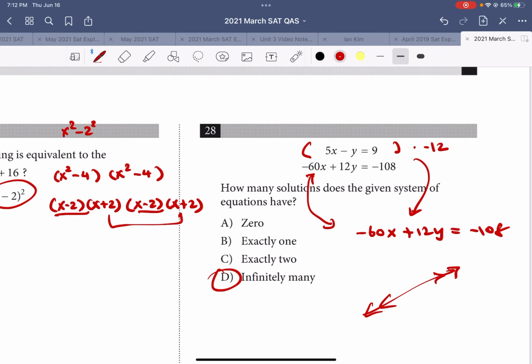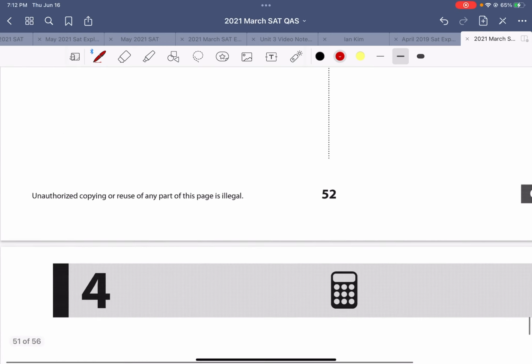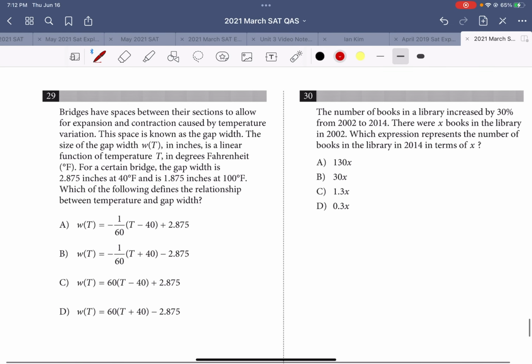Okay. Now let's move on. 29. Bridges have spaces between their sections to allow for expansion and contraction caused by temperature variation. The space is known as a gap width. The size of the gap width, W of T in inches, is a linear function of temperature T in degrees Fahrenheit. For a certain bridge, the gap width is 2.875 inches at 40 degrees Fahrenheit, and this much in inches at 100 degrees Fahrenheit. So which of the following defines the relationship between temperature and gap width?